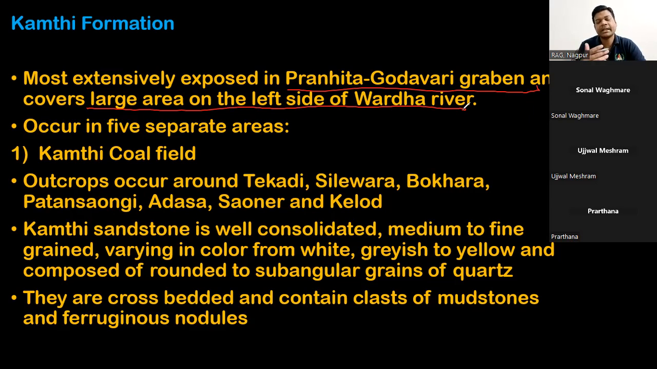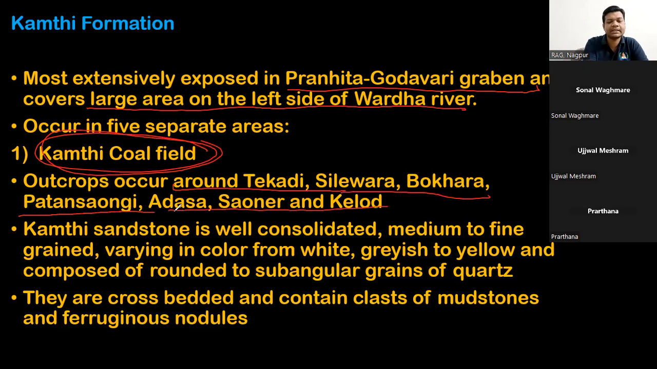They are the Kamthi coalfield and those coalfields: Wardha Valley coalfield, Bander coalfield, Umred coalfield. All those areas are covered in the Kamthi coalfield. The outcrops occur around Tekadi, Sillewada, Bokhara, Patansavangi, Adasa, Savner, and Kelod, which are areas in and around Nagpur city where the Kamthi formation is present.